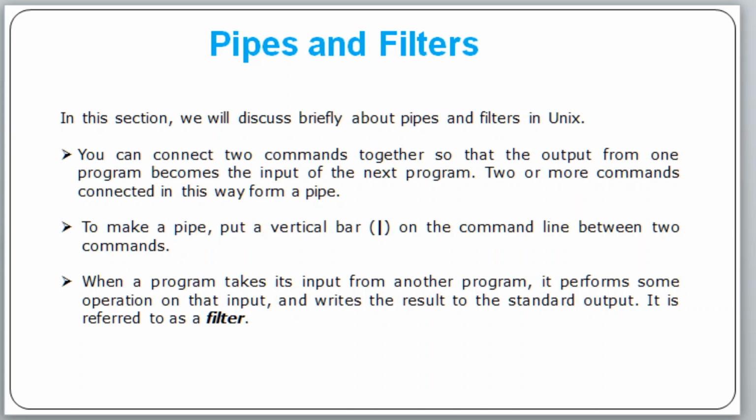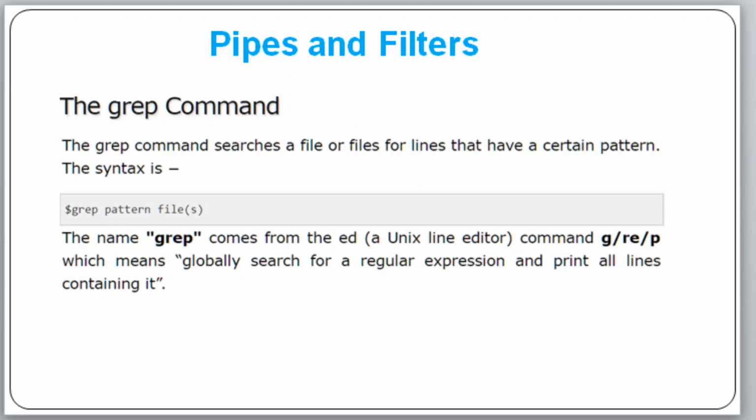So let's go over pipes and filters here. In this section, we will discuss briefly pipes and filters in Unix. And again, guys, pipes and filters will be discussed more in depth in the next course, Intermediate Sysadmin, okay? You can connect 2 commands together so that the output from one program becomes the input of the next program. 2 or more commands connected in this way form a pipe. To make a pipe, put a vertical bar, which is located just above your enter key, or should be anyways, on the command line between 2 commands. When a program takes its input from another program, performs some operation on that input, and writes a result to standard output, it is referred to as a filter.